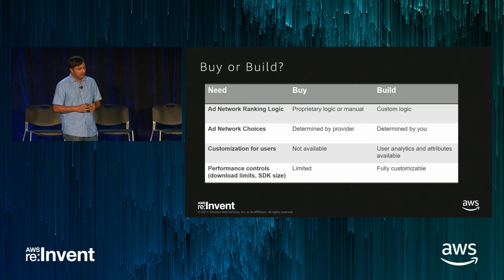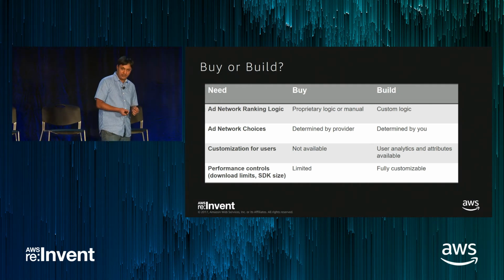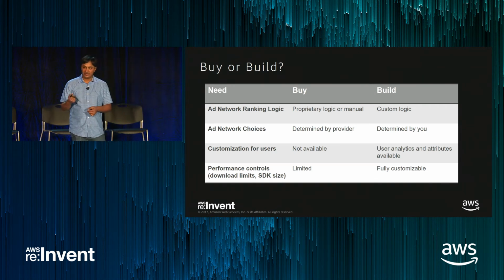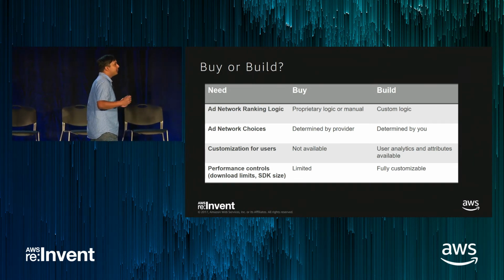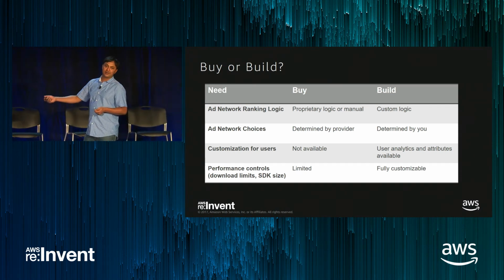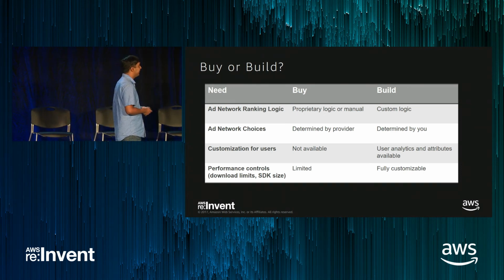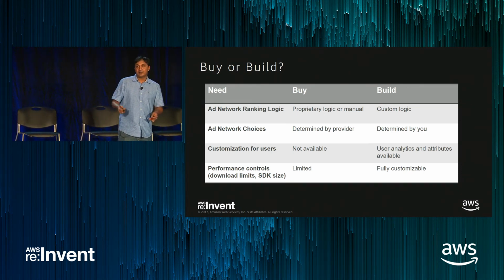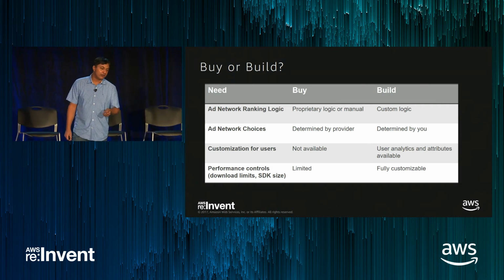Then there's the issue of ad network choices. Now, when you use a third-party service, like a mediation provider, the ad networks that you get access to depends on that mediation service. So let's say there's a hot new ad network out there, and the mediation service that you're using has not yet integrated with that ad network. You end up losing out on that ad network. But if you're building it on your own, all you do is either use the APIs from that ad network or drop in their SDK. And you're set to go from day one.